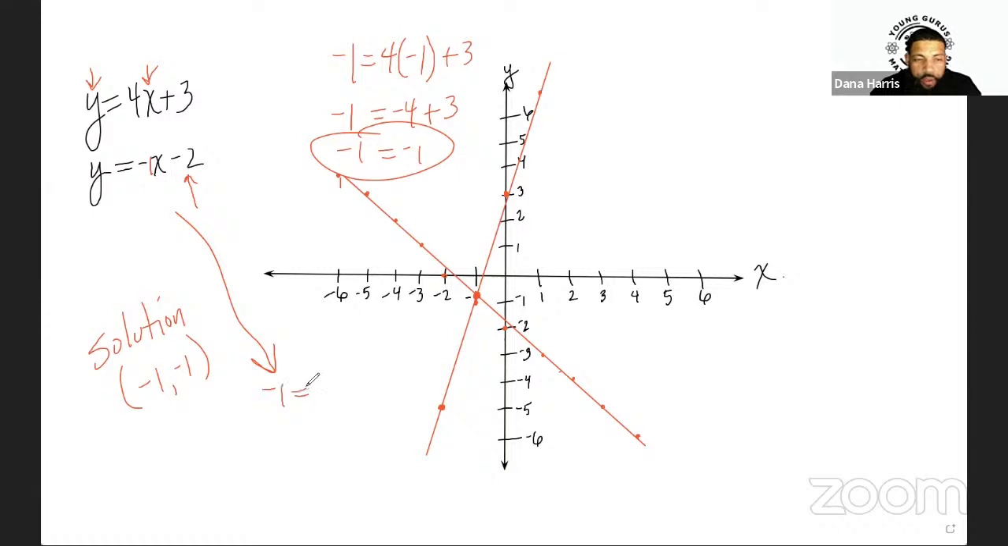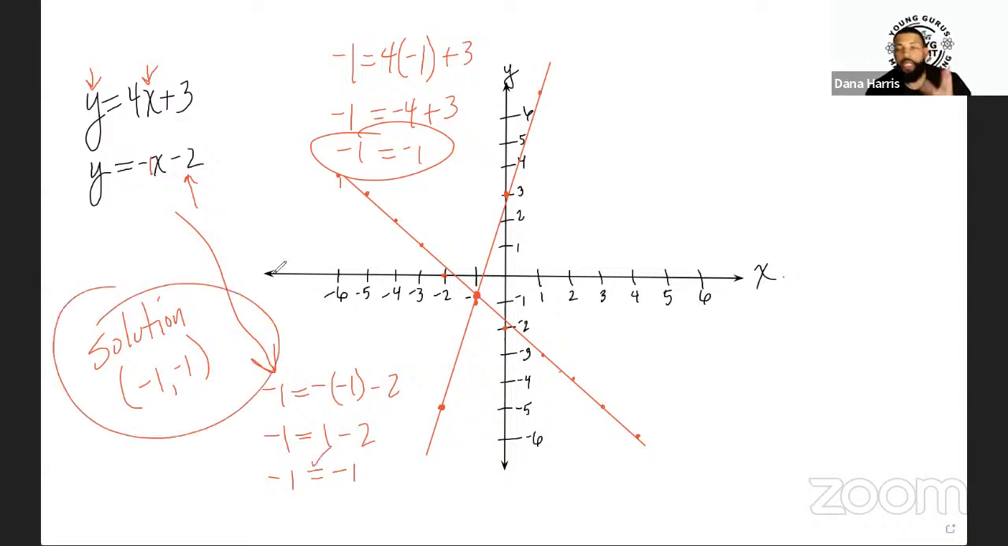So negative 1 equals, this is a tricky one right here because you have the opposite of negative 1. So you have to make sure you put that negative 1 in parentheses and keep the 1 outside. So negative 1 equals, the opposite of negative 1 is positive 1 minus 2. And 1 minus 2 is negative 1. So it is the solution, negative 1, negative 1. But that's the graphing method.